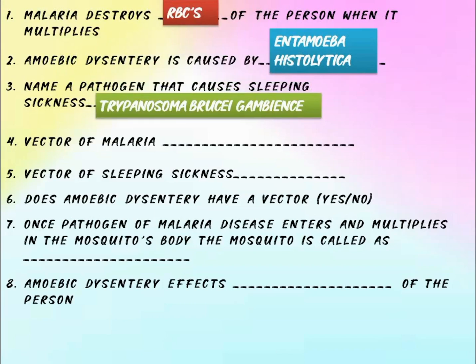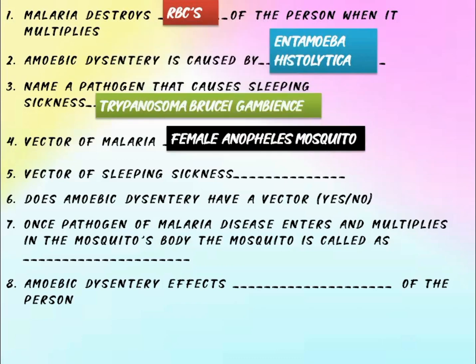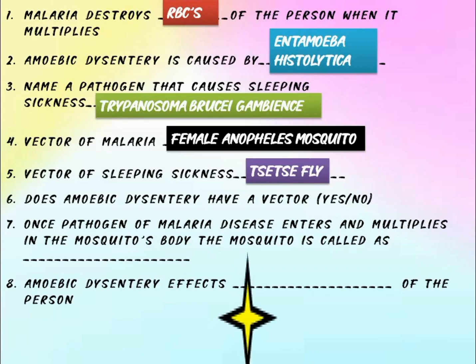So fourth one, very easy one. What is a vector of malaria? Isn't it easy? It is nothing but female Anopheles mosquito. So next one, vector of sleeping sickness is nothing but tsetse fly. So this question is a bit important. Does amoebic dysentery have a vector? See, malaria had a vector and sleeping sickness had a vector. Does amoebic dysentery have a vector? Absolutely no. Because amoebic dysentery is a pathogen and itself is a vector.